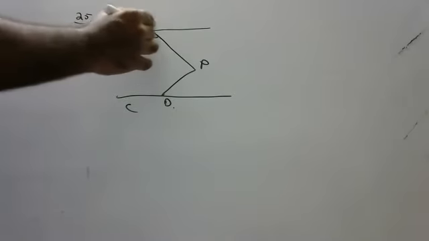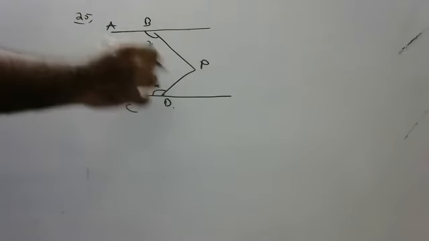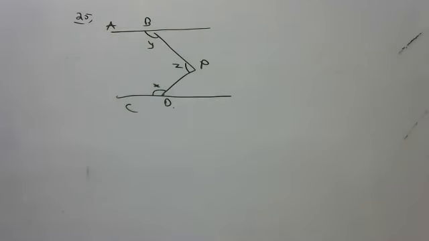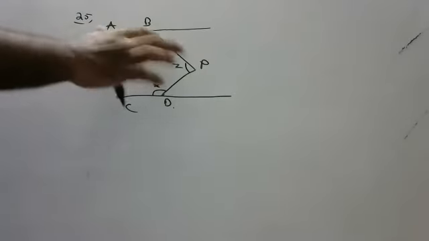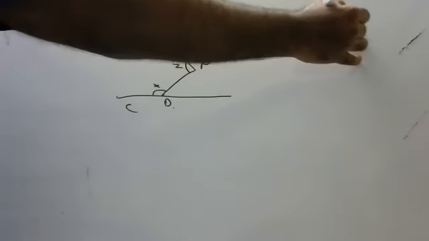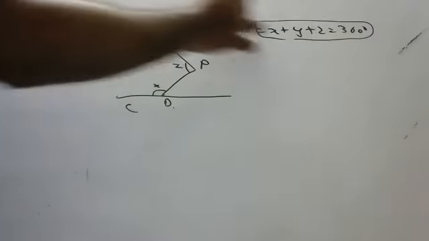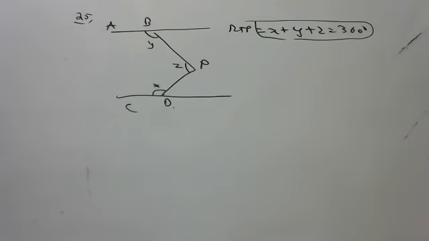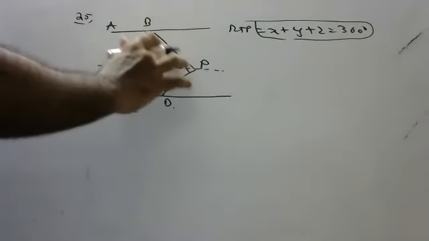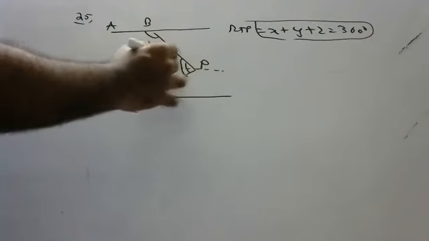This is x, this is y, this is Z. Required to prove: x plus y plus Z is equal to 360 degrees. Children, let's start. Construction as usual, children. Every time the construction will be there. Okay, remove Z, the whole thing is Z only.